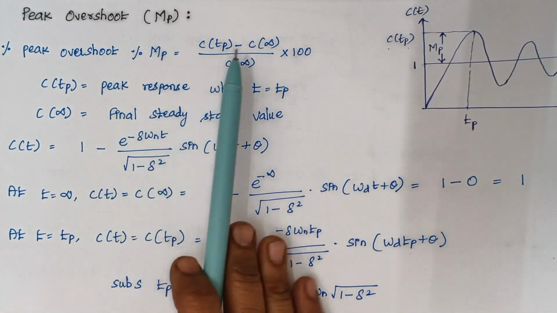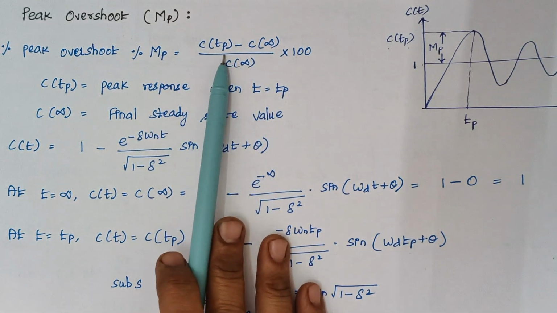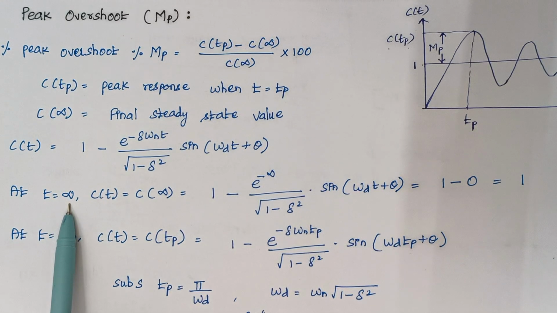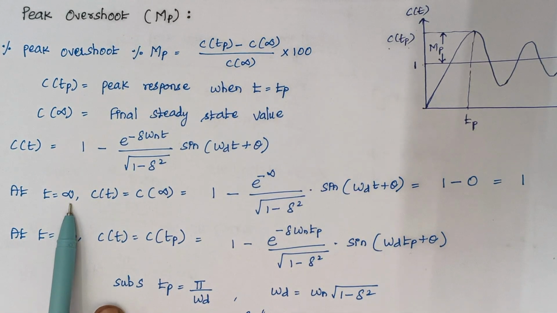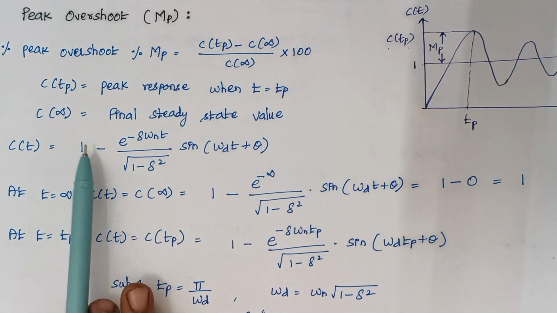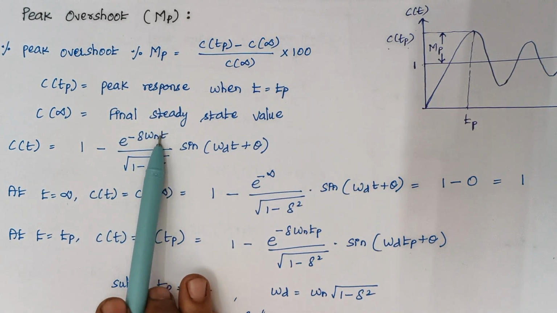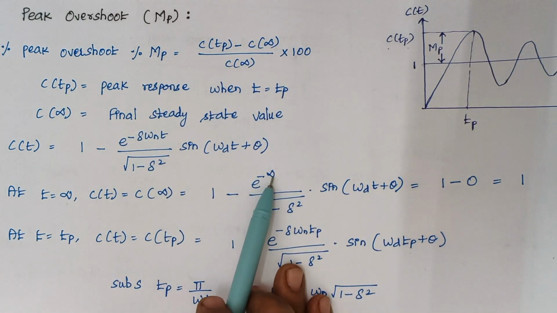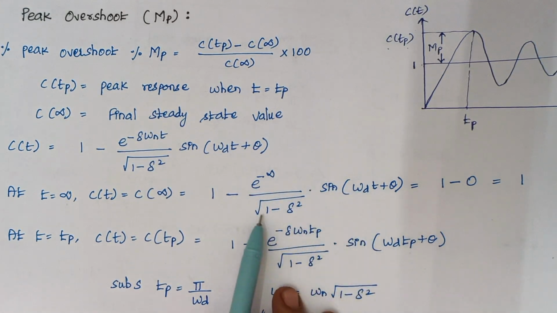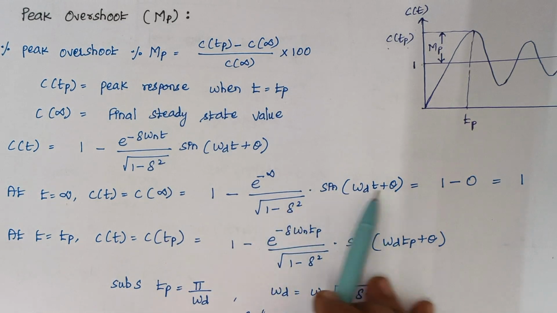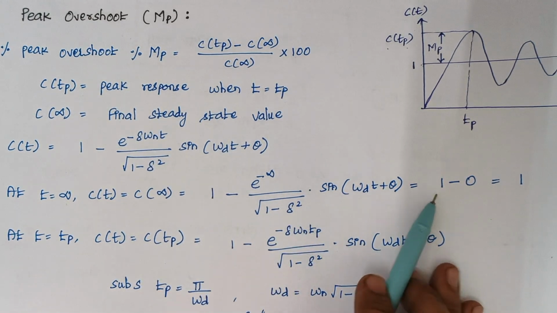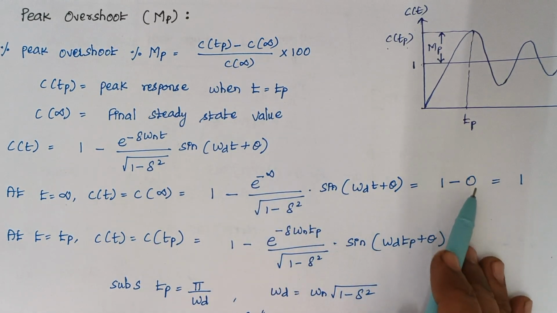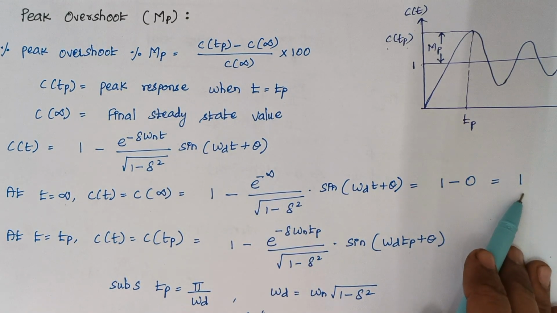Now what do we want? We want C of infinity and C of Tp. First, substitute t by infinity here. So this is your expression, 1 minus e power, and in the place of t, I replace it with infinity. When you substitute e to the power minus infinity, this entire expression reduces to 0. That is, the 1 remains as such, minus this entire expression which becomes 0. So 1 minus 0 is equal to 1.